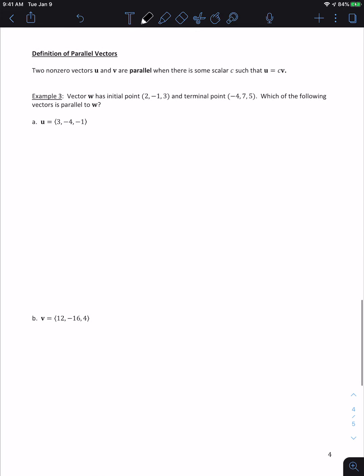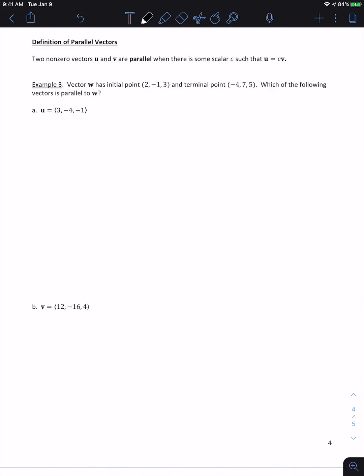Okay, so now let's talk about parallel vectors. So we know what it means for two lines to be parallel, right? That means they have the same slope. Here, the idea for two vectors to be parallel is when there's some scalar that makes one equal to the other. So two non-zero vectors v and u are parallel when there is some scalar c such that u equals c times v.